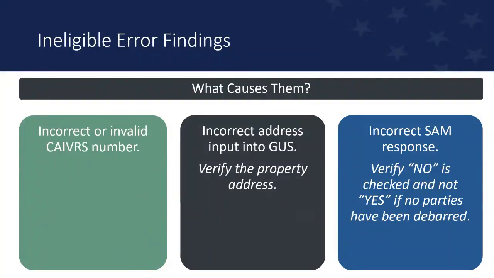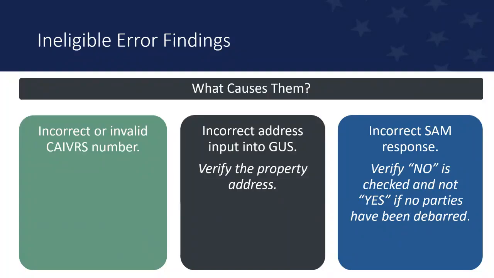A few items that can bring ineligible findings are incorrect or invalid KVERS numbers. Now, KVERS is typically pulled in GUS, however, the integration has strict business hours and is not always available. So if KVERS cannot be pulled in GUS, then you must manually enter a number retrieved outside of the system.